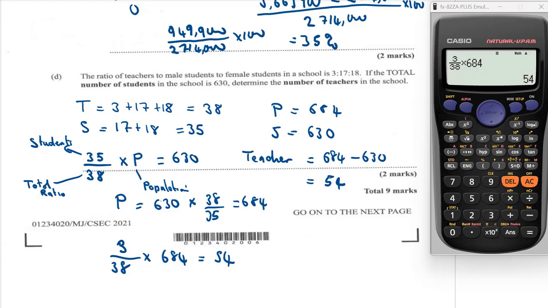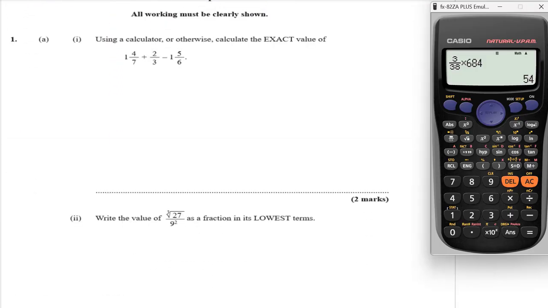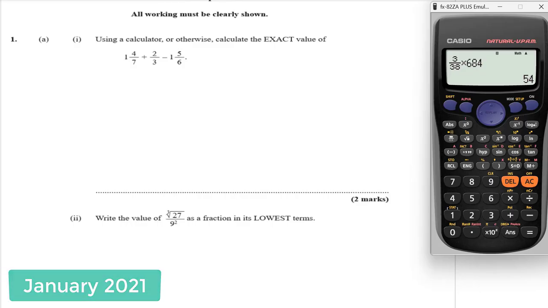So again, the number of teachers in the school is 54. Let's look at the next question. Let's clear our calculators. So using a calculator otherwise, calculate the exact value of 1 and 4 over 7 plus 2 over 3 minus 1 and 5 over 6.